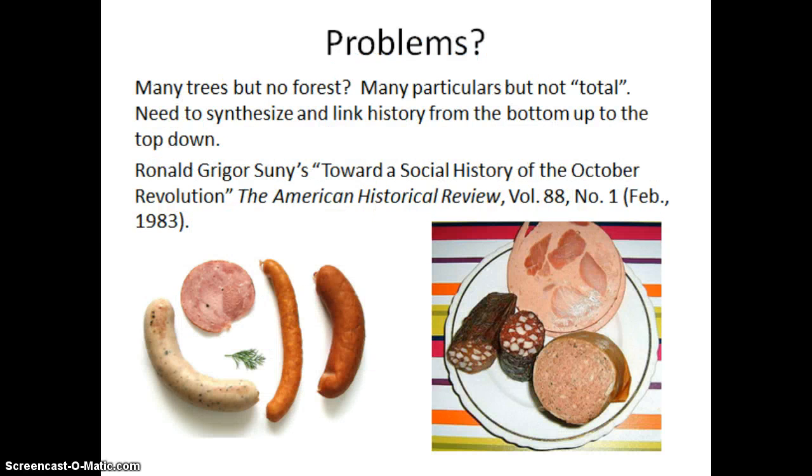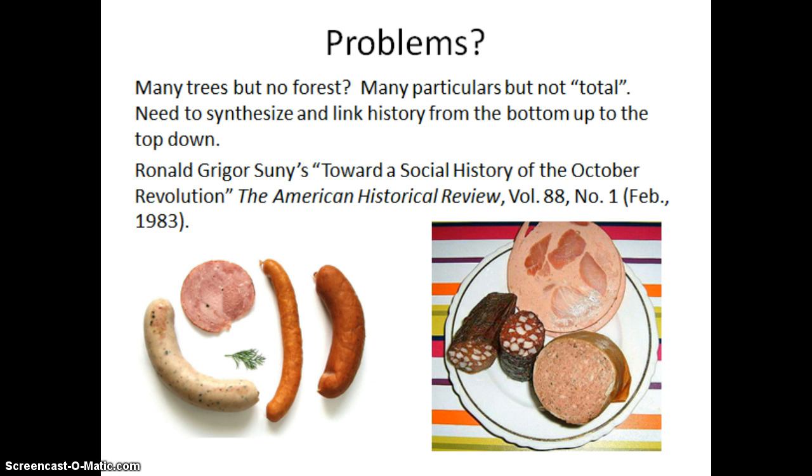So the problems of this. Well, it has been argued one of the problems with social history is that it creates a lot of trees, but no real forest. It's hard to step back and see what all of this new work has created in terms of what Marc Bloch had hoped to be a total history. There's many particulars, but there's no sort of total history. And it has been argued that there's a need to synthesize and link history from the bottom up to the top down.